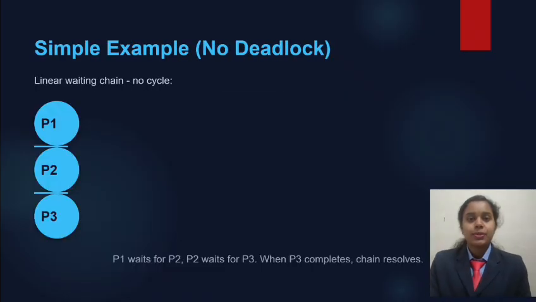This is a simple example for no deadlock. There are three processes, that is process P1, P2 and P3. The process P1 waits for process P2. The process P2 waits for process P3. When the process P3 completes, the chain is resolved. There is no deadlock here.